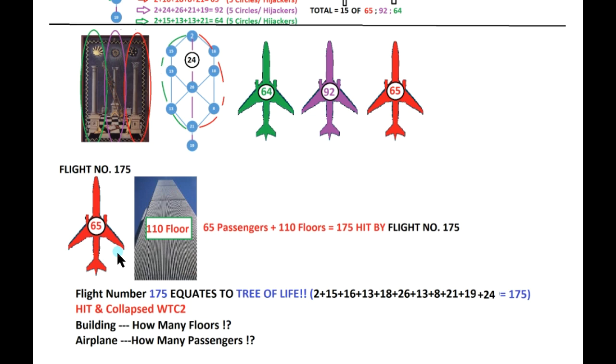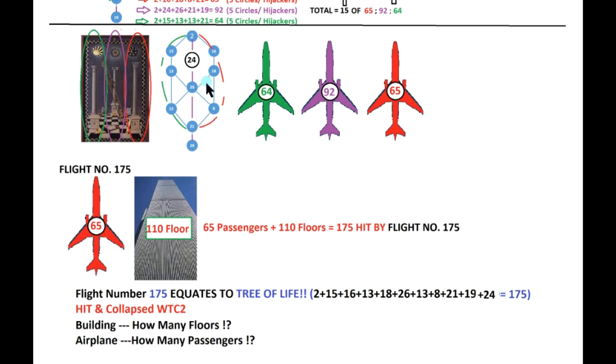65 plus 110 equal to what? 275. It was hit by what? By a flight number what? 175. Is that a coincidence again? This is the first coincidence it would be, which is not. Not only that, 175 has a very major importance.